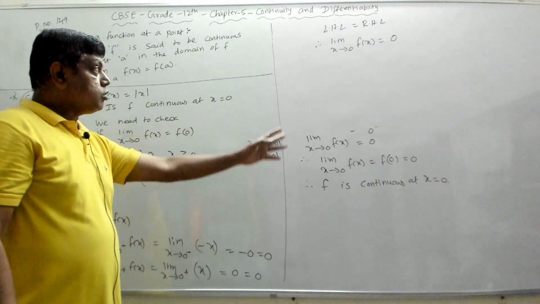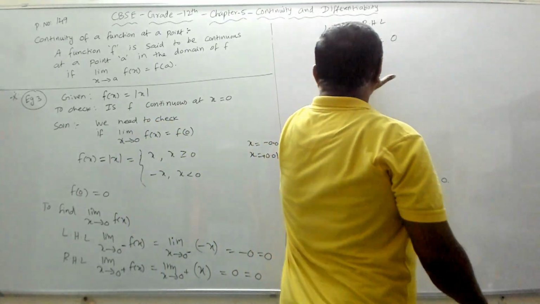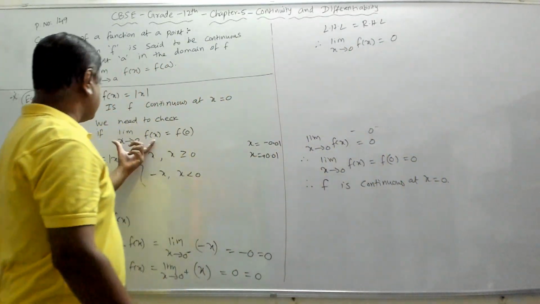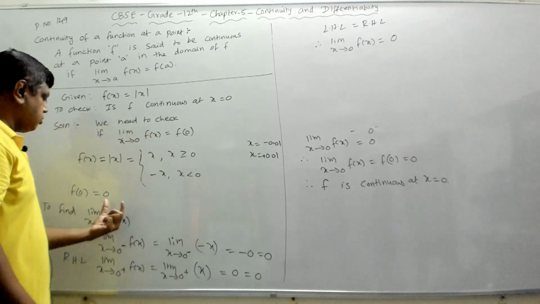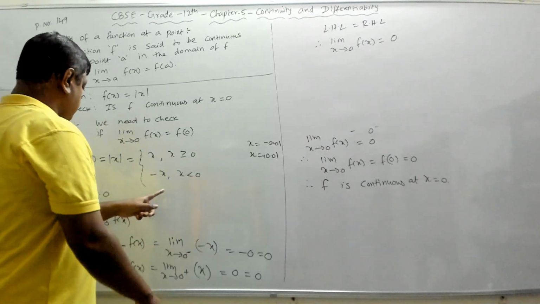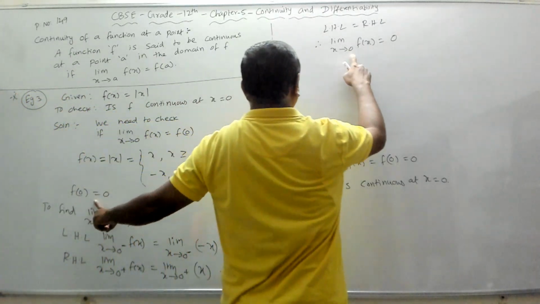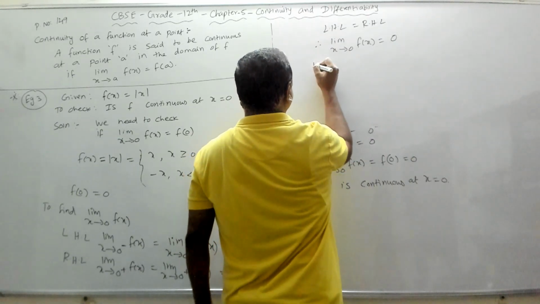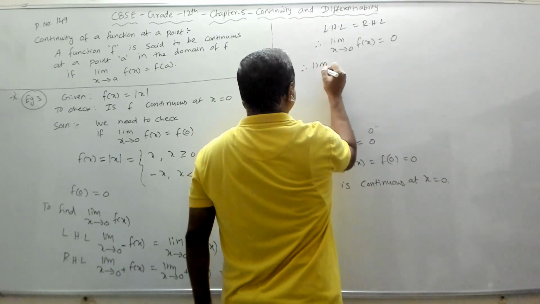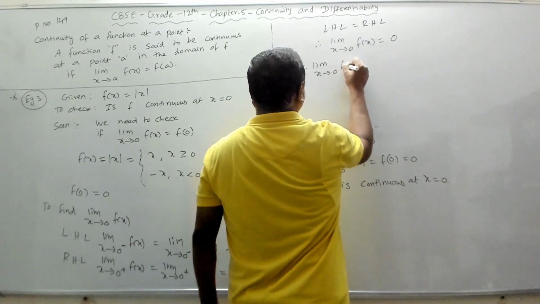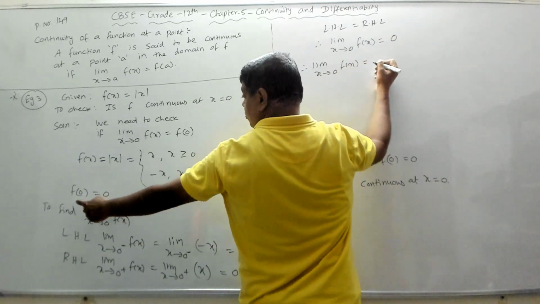Both are the same, which is 0. Now what did we get? Now we found this, which is 0, and we found this, which is also 0. So from these two we can say that we get limit x goes to 0, f of x is equal to f of 0.